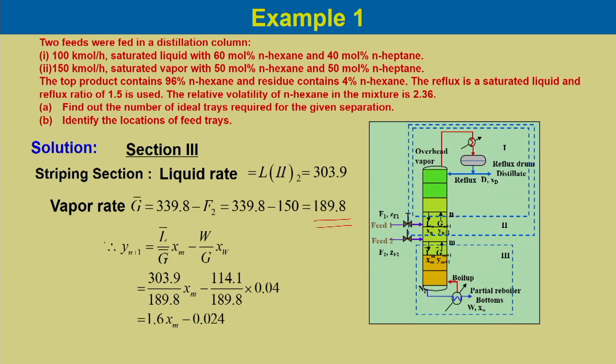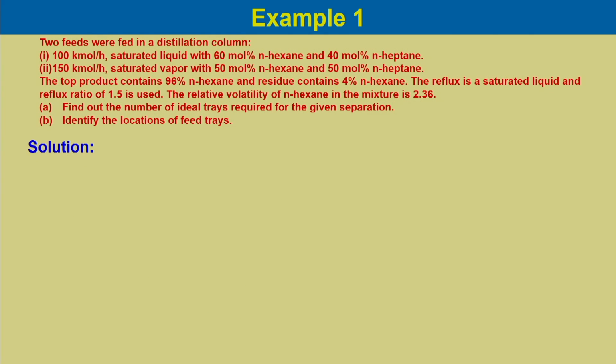So, the total rectifying section operating line equation would be y m plus 1 equal to 1.6 x m minus 0.024. So, this is the rectifying section operating line equation.